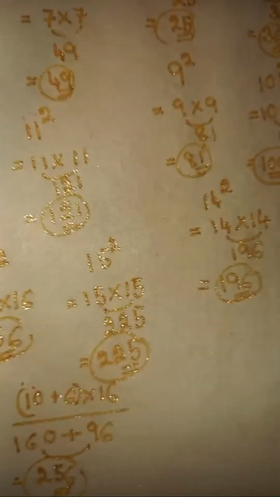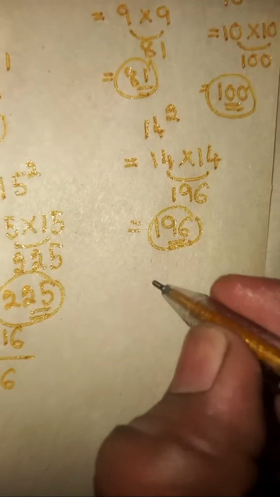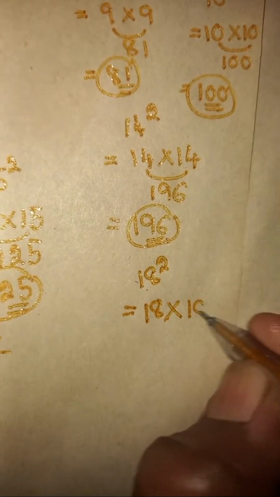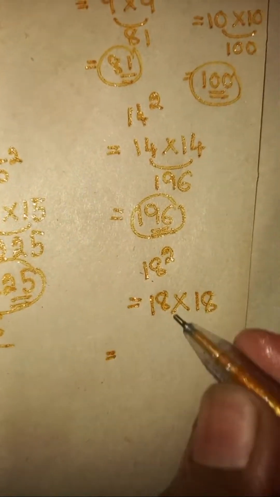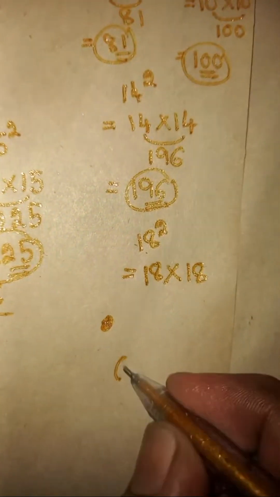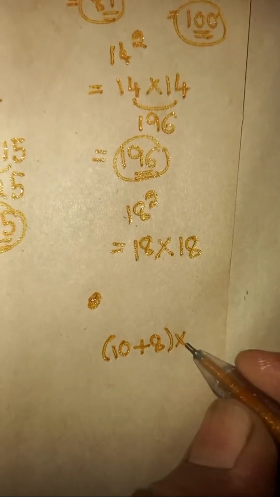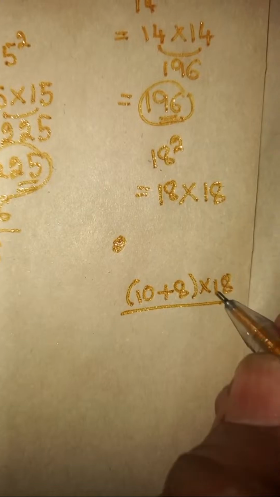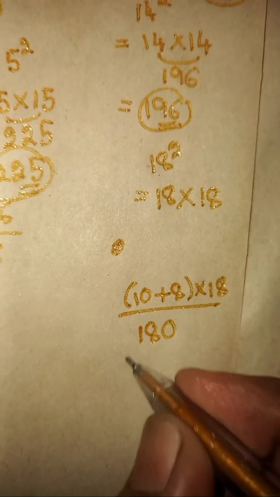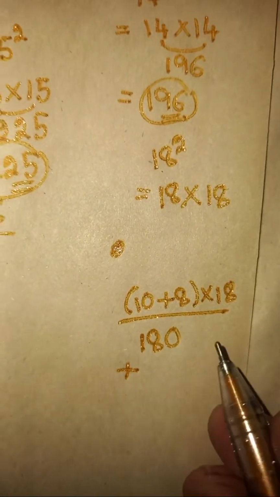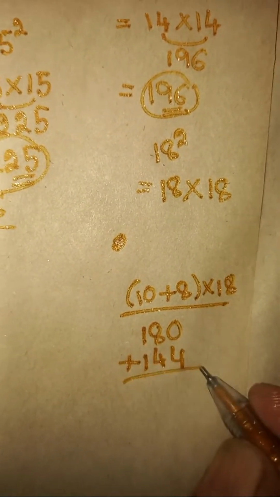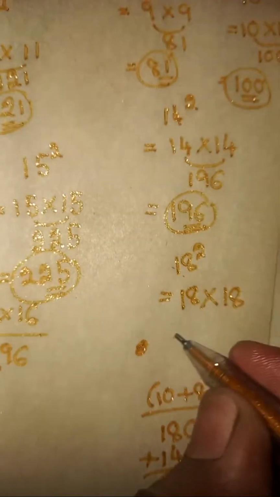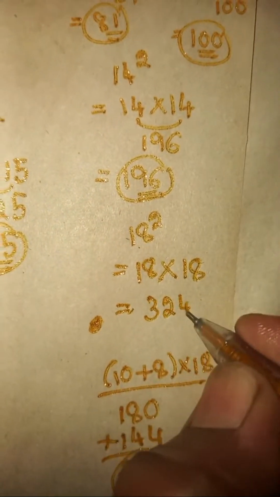Let's find out what is 18 square. 18 square can be written as equal to 18 times 18. Now also you can split and write 18 as equal to 10 plus 8, times 18. You're going to get here, 18 times 10 is 180, plus 18 times 8 is 144. You're going to get 324, and here 18 square is equal to 324.